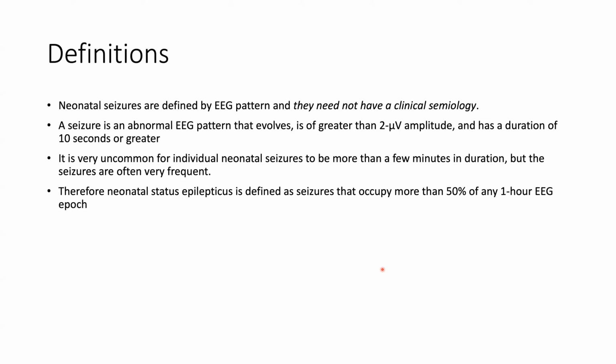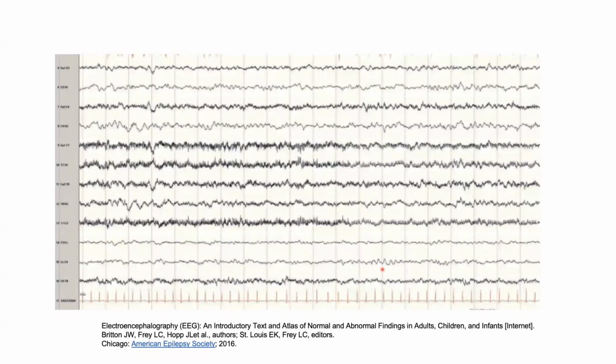So you define neonatal status epilepticus again on an EEG basis, not a clinical basis: seizures which occupy more than 50% of any 1 hour EEG epoch. So during a 1 hour EEG, if you find that more than 50% of the EEG has seizures, then it is status epilepticus. This is how you define neonatal status epilepticus.